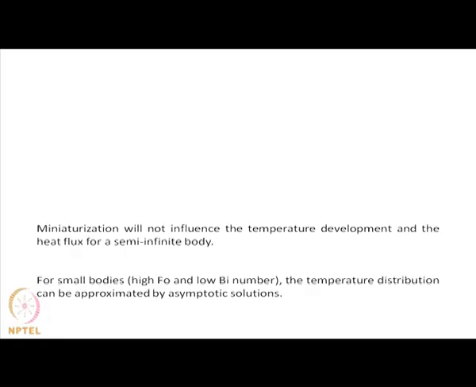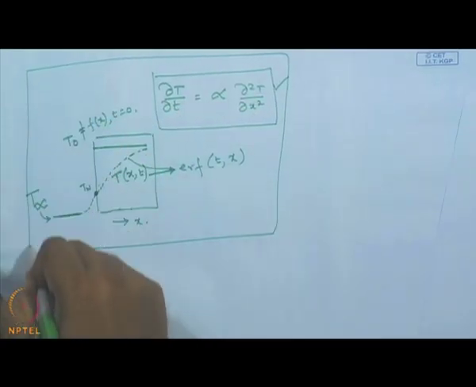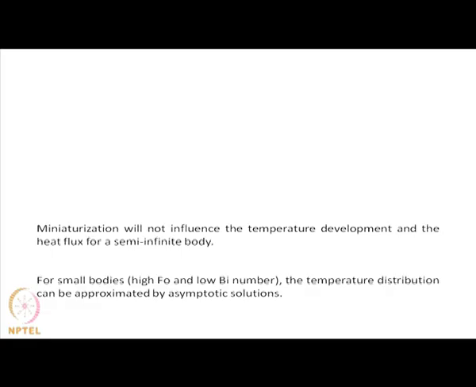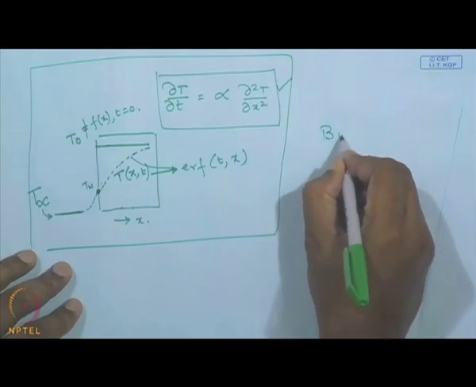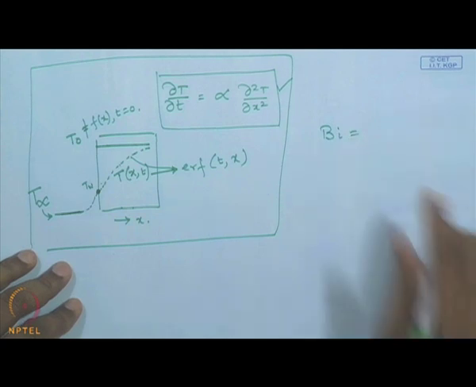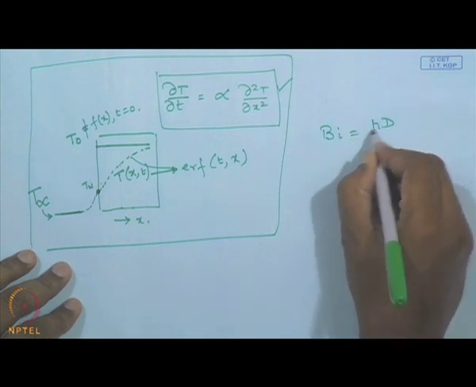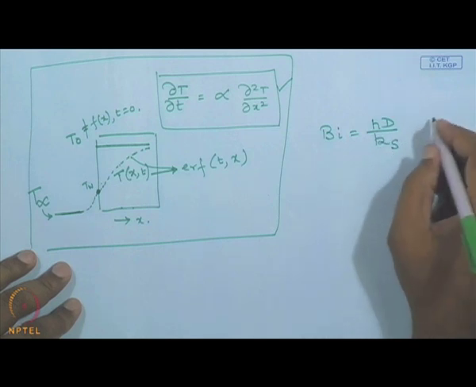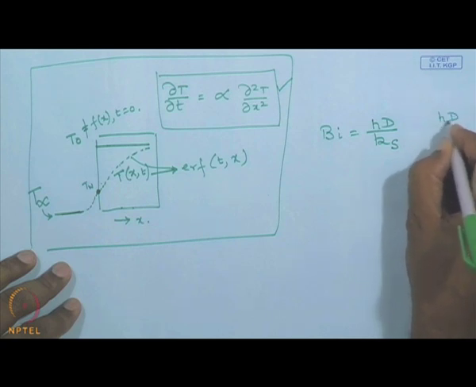But what is important here to know is that the same equation can be used for a semi-infinite body, and for small bodies there are certain numbers which we need, which are small values of the Biot number. The Biot number is defined as h d by k, where this k is the k of the solid, unlike the Nusselt number, which is also h d by k, but this k is for the liquid.